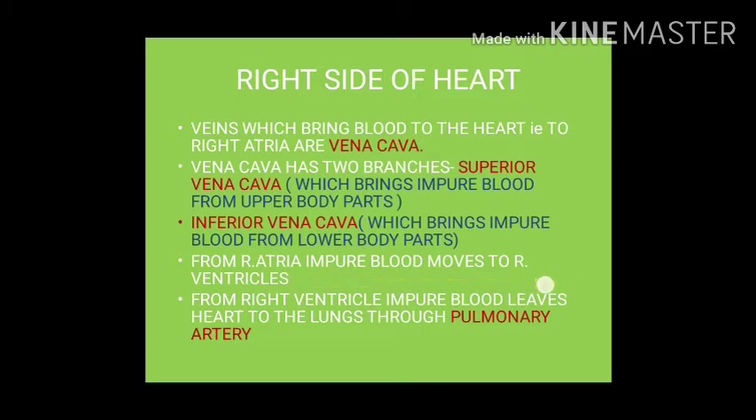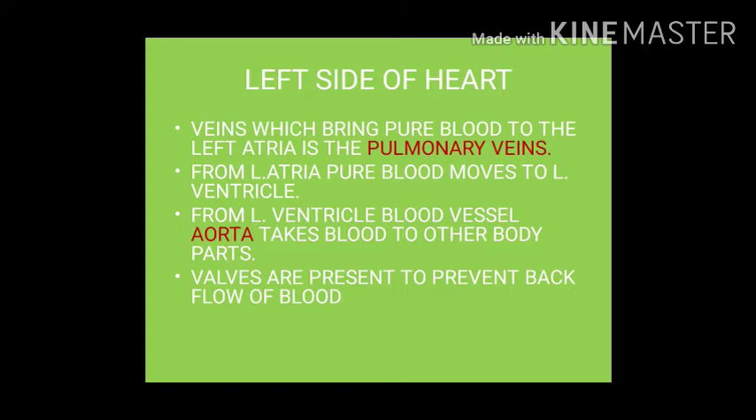From right ventricle, impure blood leaves the heart to the lungs through the pulmonary artery. So the pulmonary artery is the only artery in the human body which carries impure blood, or blood which has less amount of oxygen. Now moving to the left side of the heart.